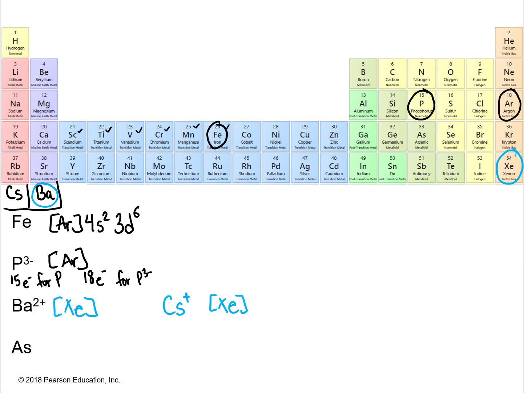Now let's go and do arsenic. So that's a neutral atom. We're going to start with argon, because that is the noble gas that comes in the period before it. Now we've got to fill in everything between argon and arsenic. That's 4s2, 3d10, 4p3.